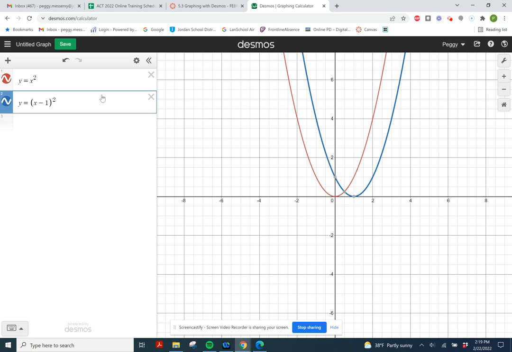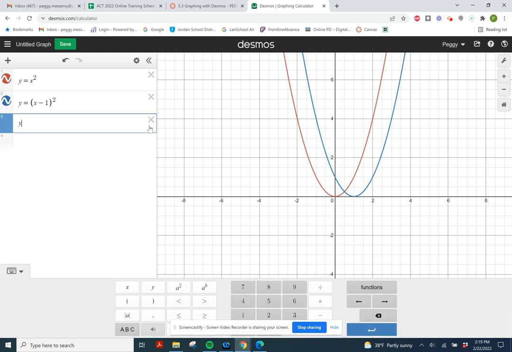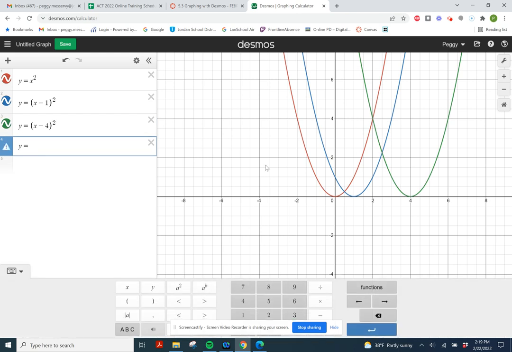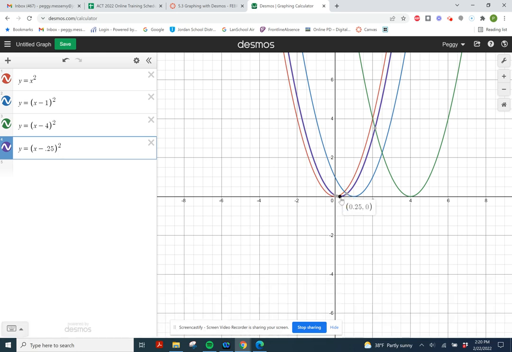And let's do the next one. We'll do y equals x minus 4 squared. Notice where that one went. It went 4 units to the right. So we took the parent, y equals x squared, and it went 4 to the right. Over here, vertex at 4, 0. And we'll do one more. We'll do y equals x minus 0.25 squared. Oh, it moved a little bit to the right, but only by 1/4.